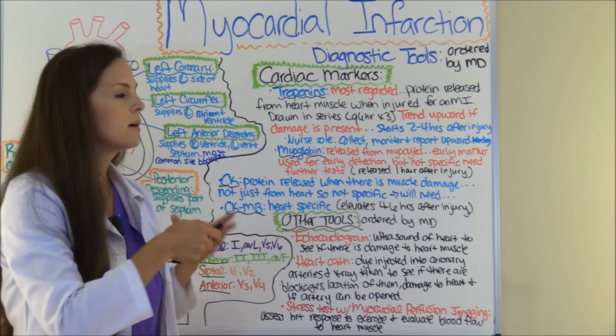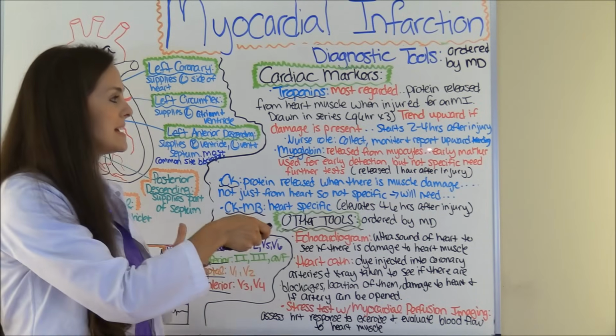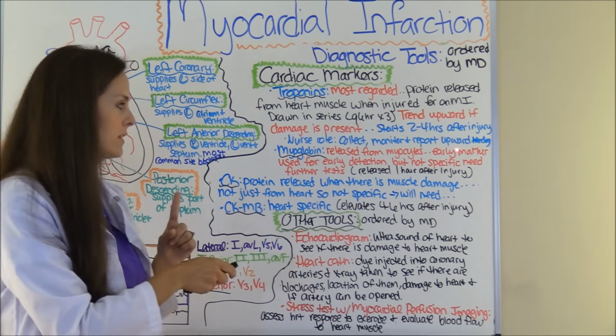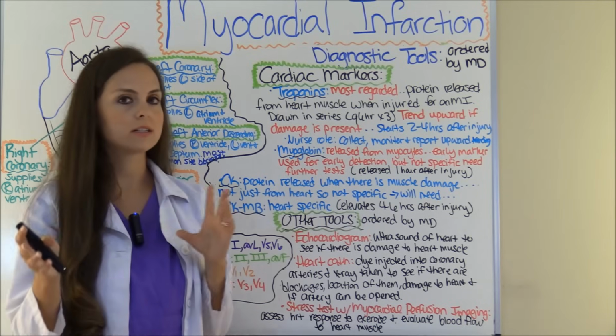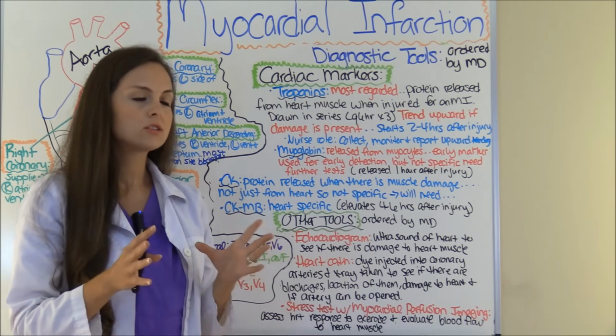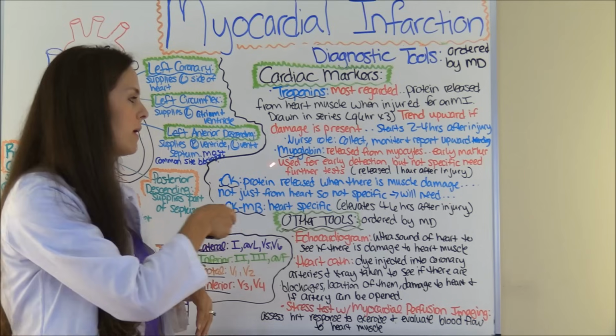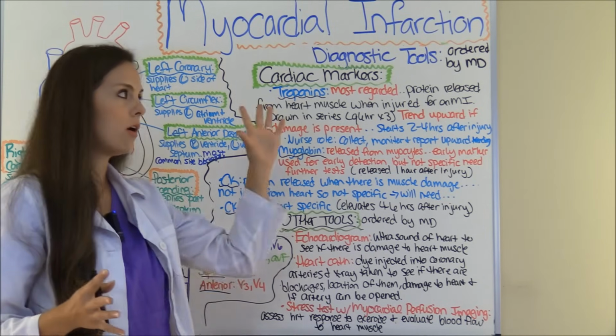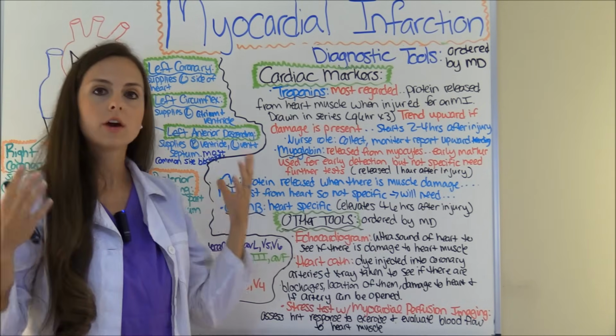Next is myoglobin. This is released from the myocytes again. It is an early marker used for early detection, but one thing with this is that it's not very specific to the heart, so you need further tests to evaluate it. It's released 1 hour after injury. Out of all the markers, it's one that's released the earliest.